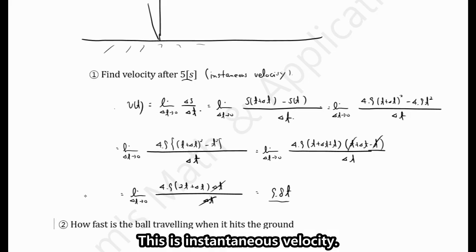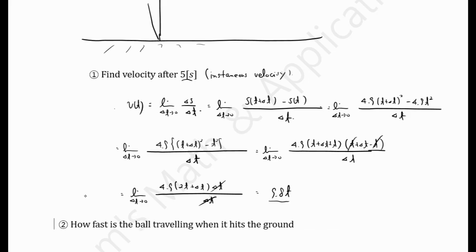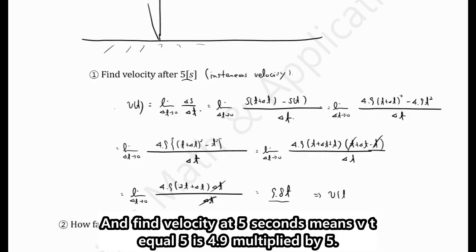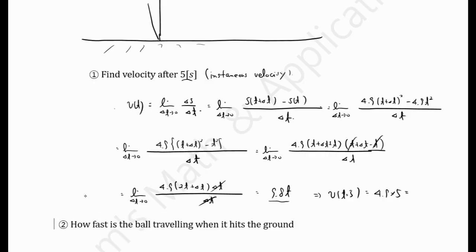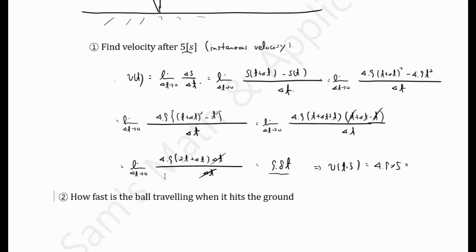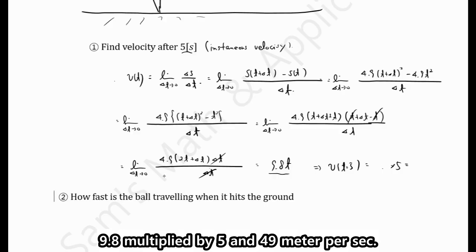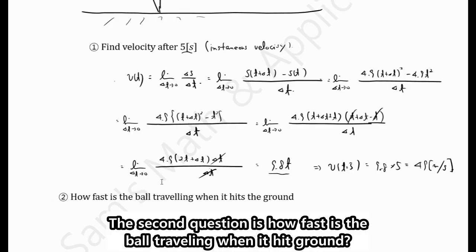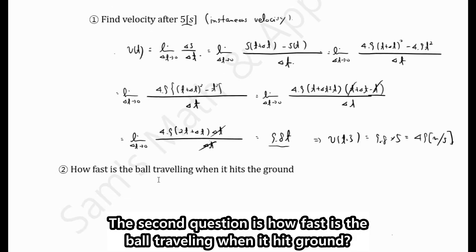So this is the instantaneous velocity, and finding the velocity at 5 seconds means v(t) with t equal to 5, which is 9.8 multiplied by 5, and that is 49 meters per second. This is the answer. The second question is: how fast is the ball traveling when it hits the ground?